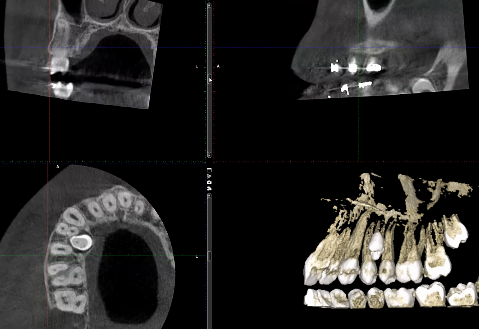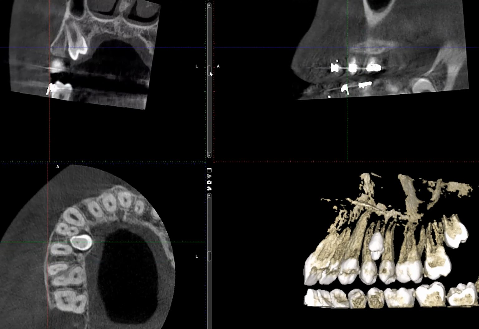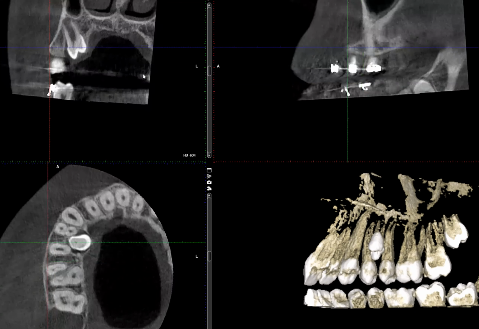So now let's take a look at that from the coronal view. And here we can see that the crown is positioned palatally once again within the alveolar process, and the root apex actually is near the buccal, located buccally within the ridge. So this is palatally tipped.